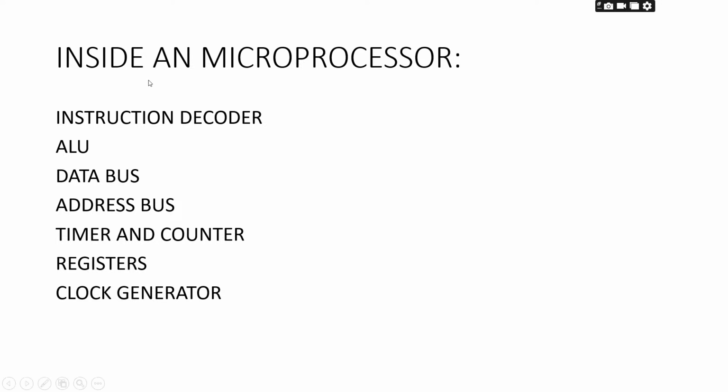So this microprocessor has an instruction decoder, in order to decode what instruction we are telling the microprocessor. This microprocessor has an ALU because it has to do basic maths. This ALU will do the math and the logical operations for this microprocessor.